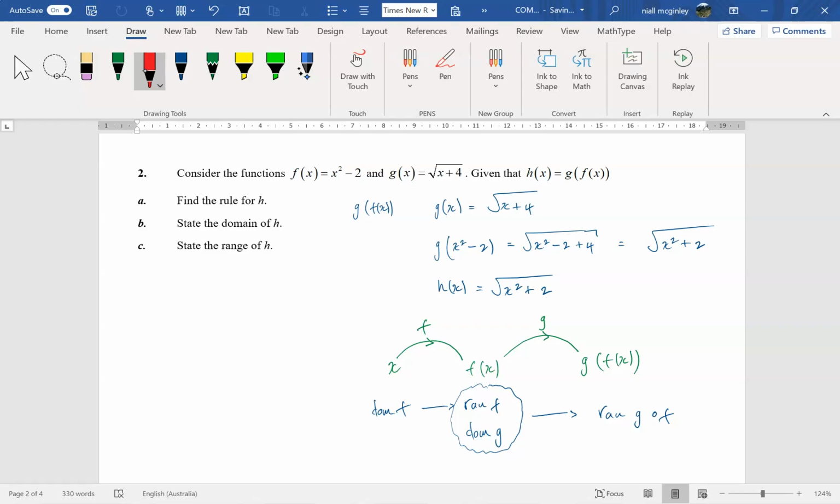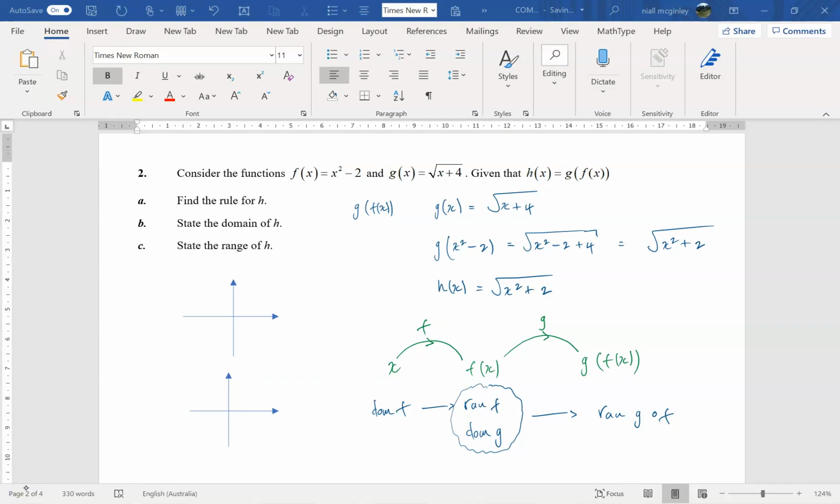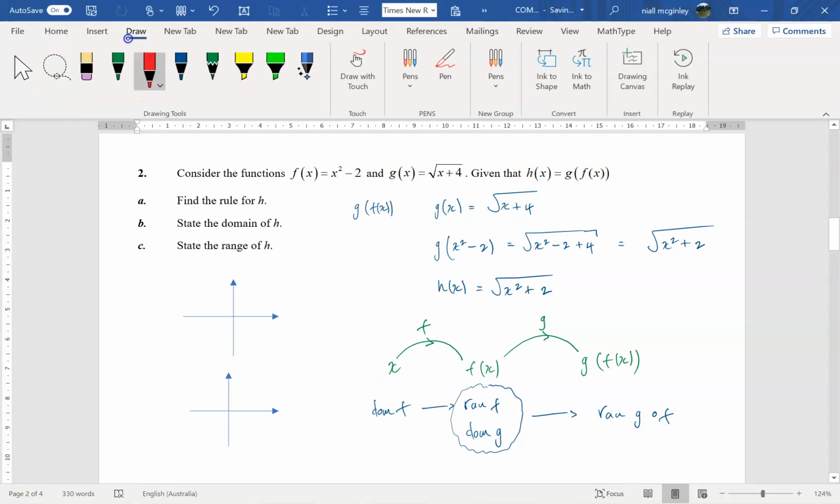Okay, so if we look at drawing both of these graphs, then we can look at what the domain and the range are for both of them. We'll do the quadratic f of x first. We get x squared minus 2. It's just moved down 2, so it's going to look like this. Not great, but something like that. Then drawing the square root function, we've got the square root of x plus 4, so this is a translation of 4 units to the left. No reflections or anything, so it's going to look like this. That'll be minus 4.